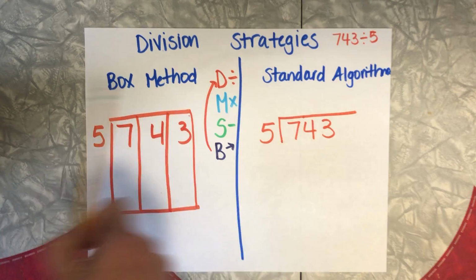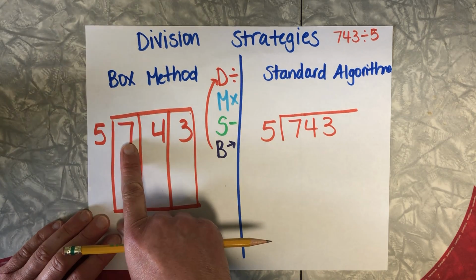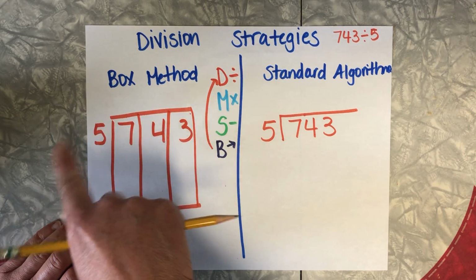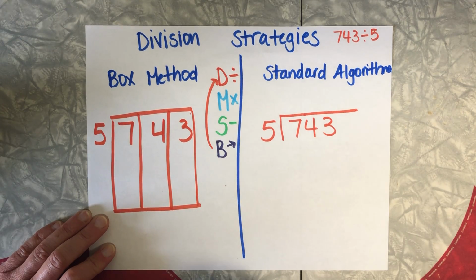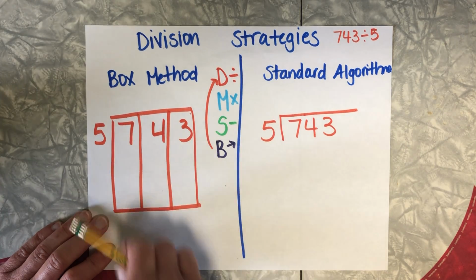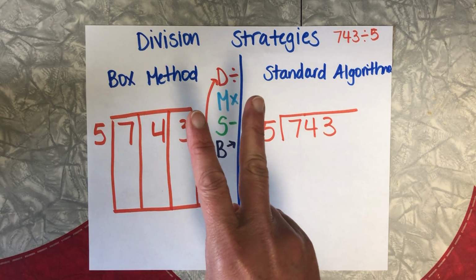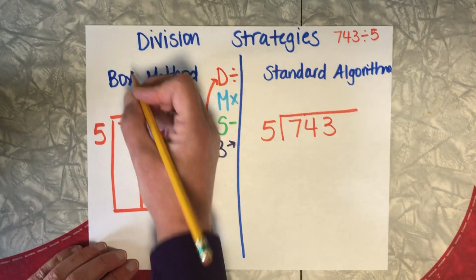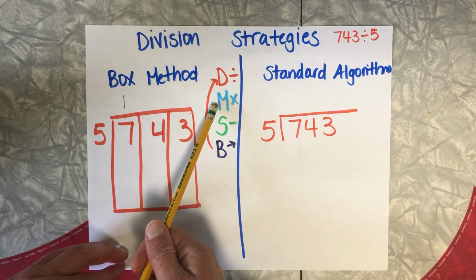All right, the first thing I'm going to do is I'm going to divide. I'm going to think how much or how many will each group get if I have 7 hundreds and I give one of those hundreds equally to 5 people. One easy way to do this is to skip count by 5 and see how close I can get to 7 without going over. So let's skip count by 5. 5. If I go another 5, I get to 10, and that's too many. So 5 can go into 7 one time. That's my first step. I just divided. My next step is multiply.